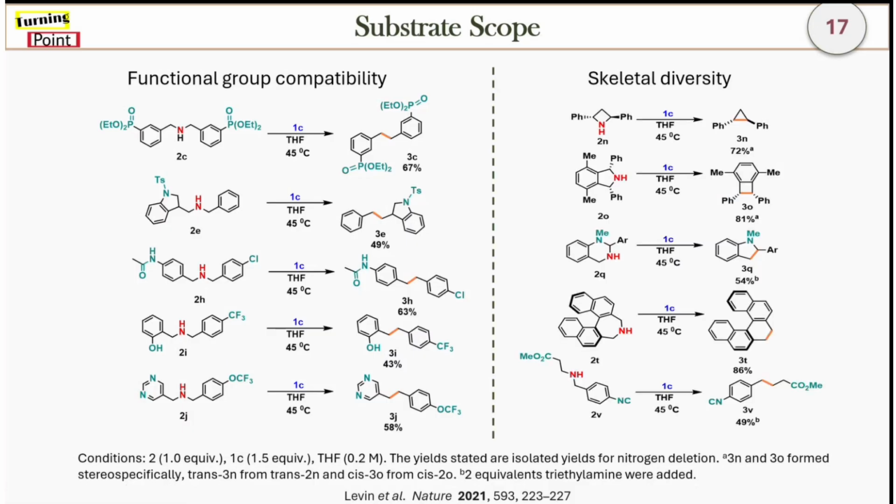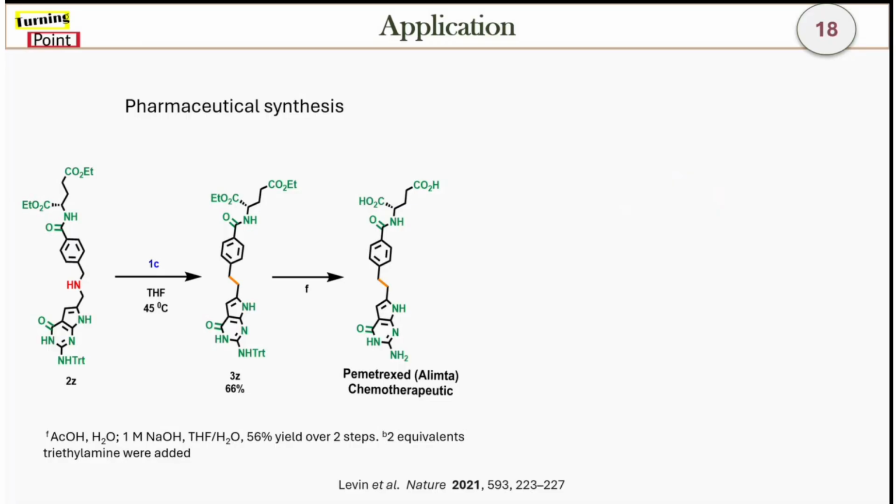After that they have shown the skeletal diversity, which is the main highlighting feature of their method. If we take a cyclic amine and apply their standard conditions, it will give this ring contracted product, which is an example of skeletal remodeling. After the substrate scope, they have shown some applications, because the main motive of skeletal editing is that the method should be applicable for the late stage editing of drugs or complex molecules.